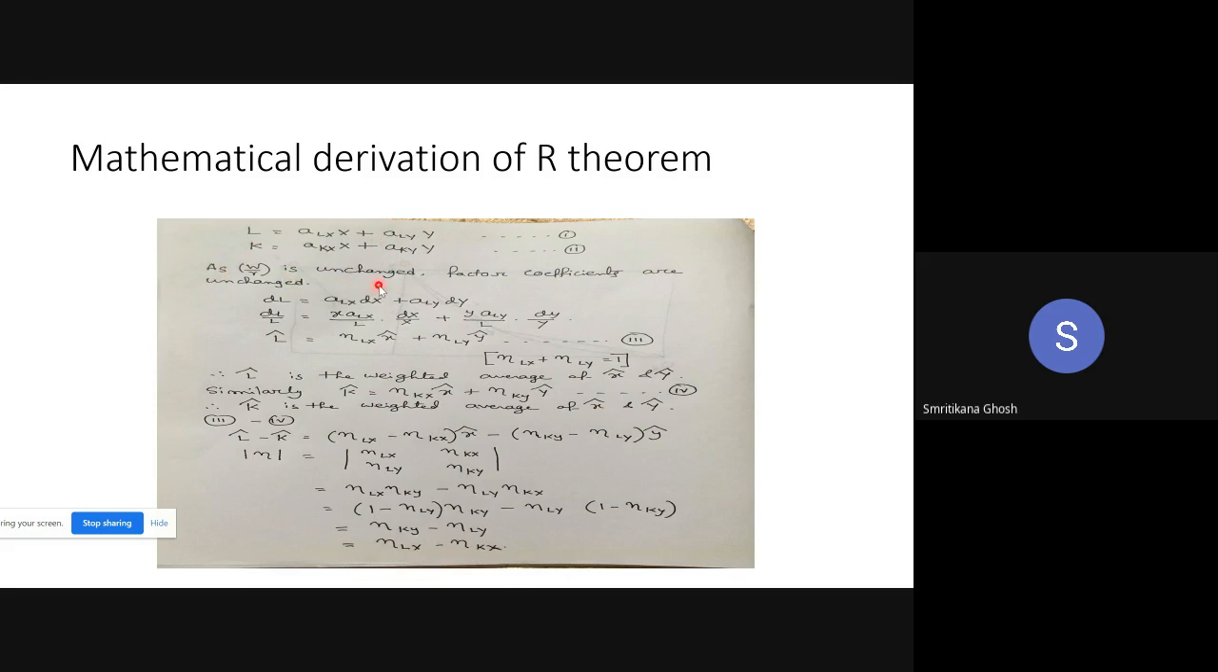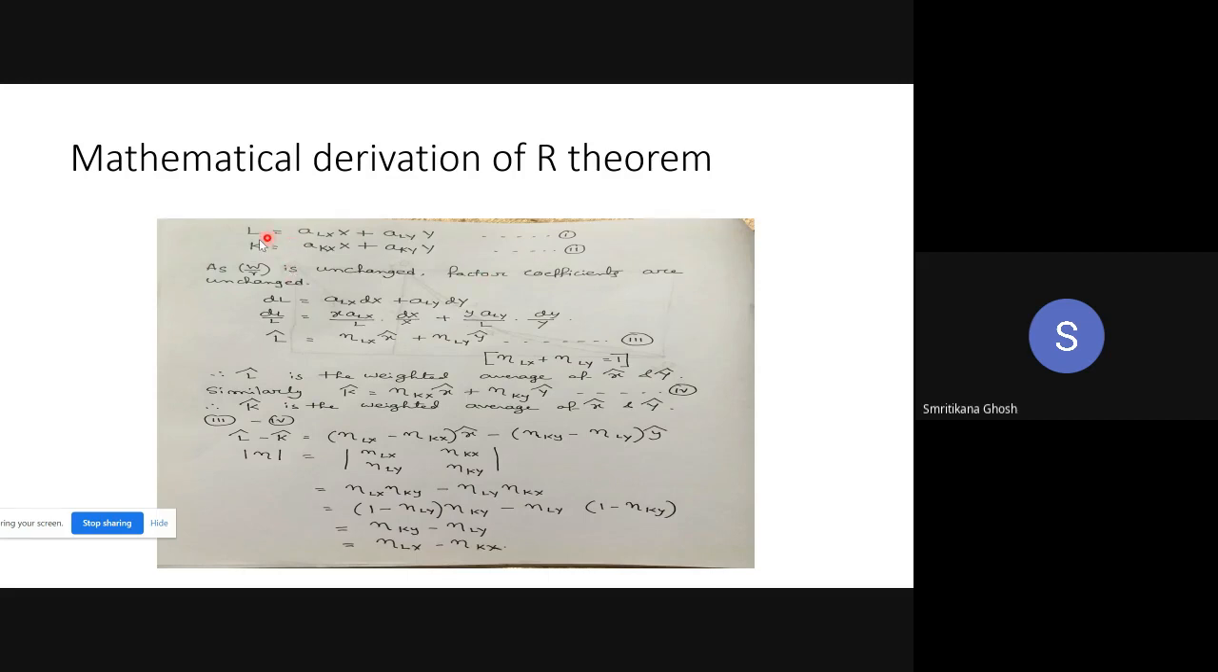As W by R is unchanged. Now look, this is not the price definition. Okay, so this is the physical definition. So W by R is unchanged throughout the discussion. So factor coefficients are also unchanged. Factor coefficient means ALX, ALY. These things are also unchanged. Okay, these are just the parameters.